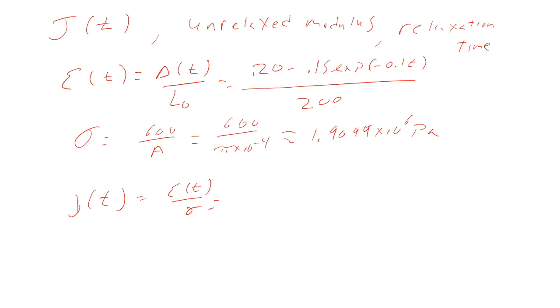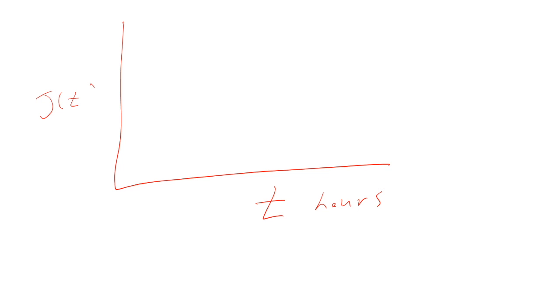So our modulus is simply this. It's going to look something like this: this is t in hours, this is J of t, and it's going to have the units of inverse pascals, and it looks something like this.